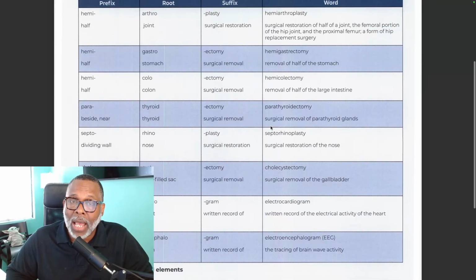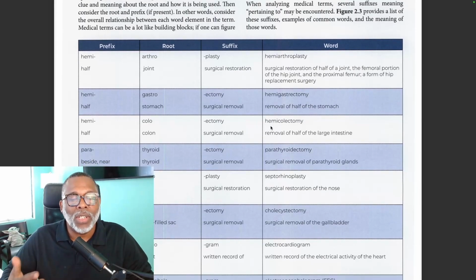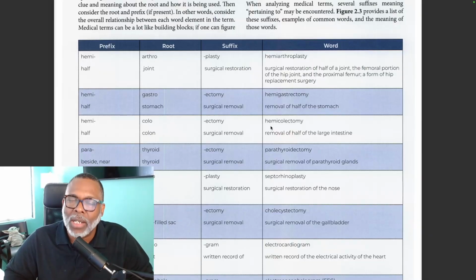There's nothing complicated about medical terminology. It's a question of time and commitment. You can and will learn this. It's just going to take some time.